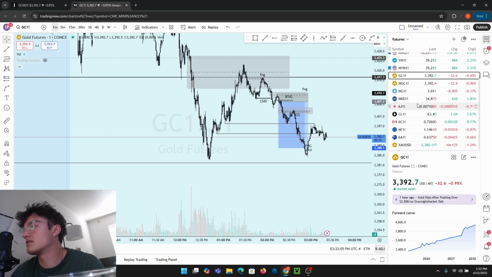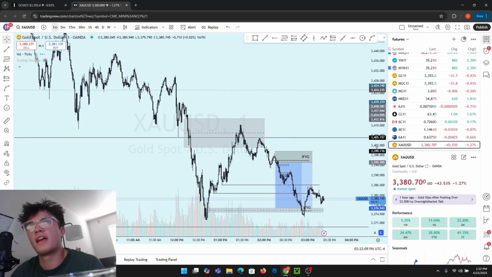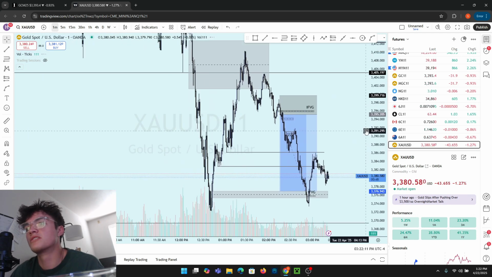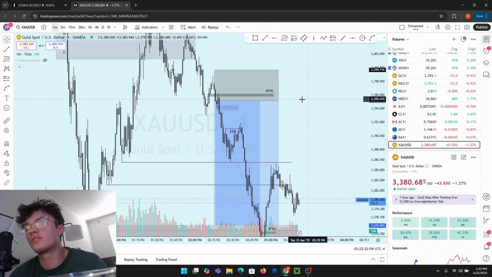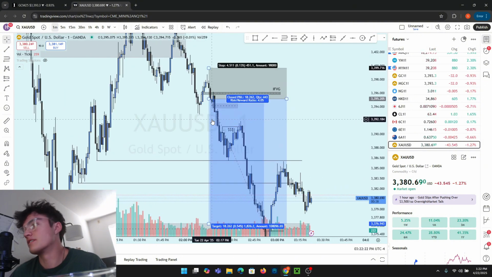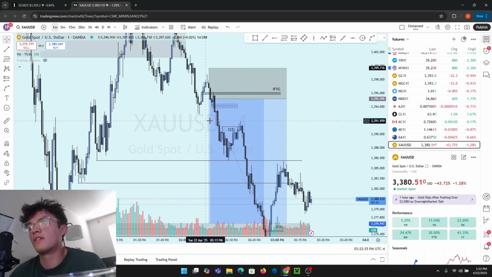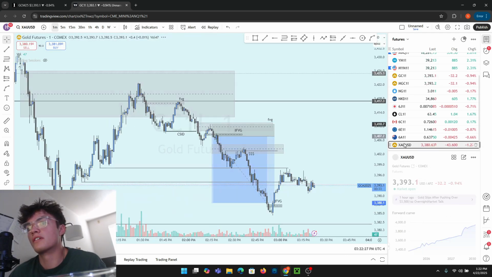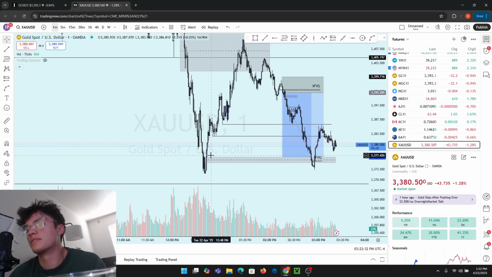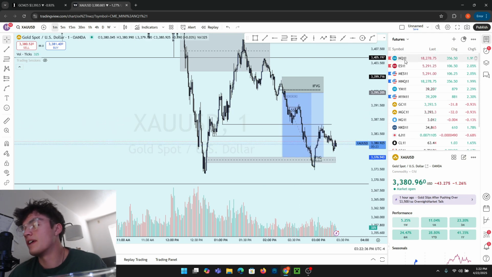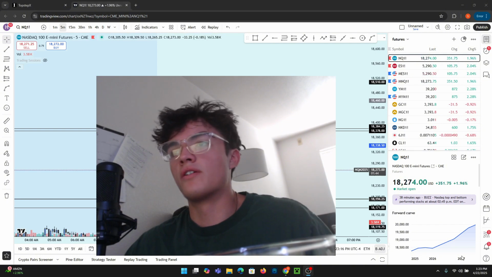And just like a tip and trick, if you're trading gold futures, I would also recommend looking at the actual XAU USD chart, just because the spreads are a lot better on this. This is like the real gold chart. This is the actual gold to USD. Sometimes it looks like there's a fair value gap or an inverse fair value gap on the GC1 when there's not really on the XAU USD. So that's just something I'd recommend, looking at this pair as well if you're going to trade gold.